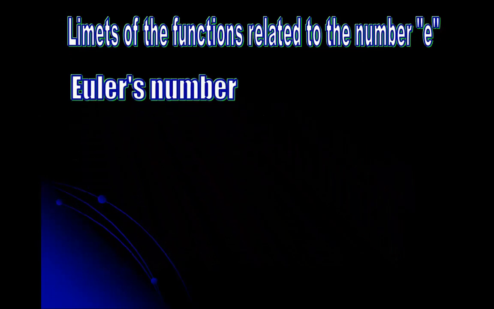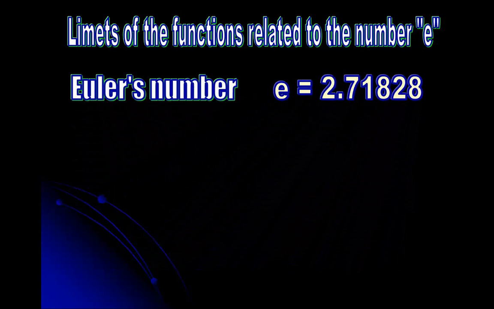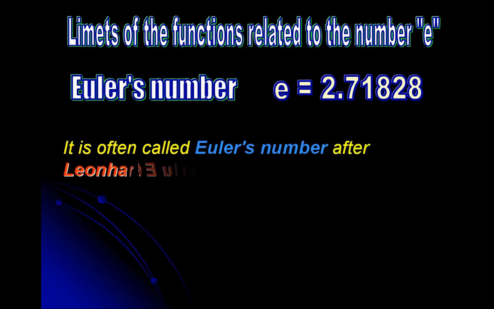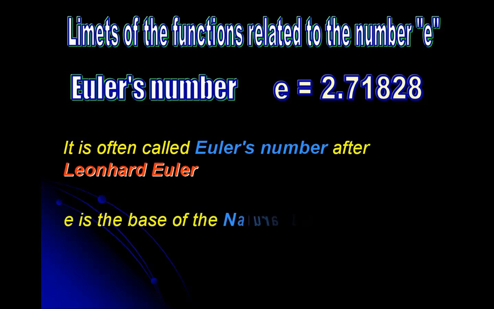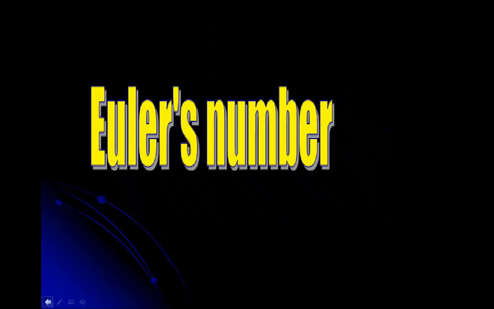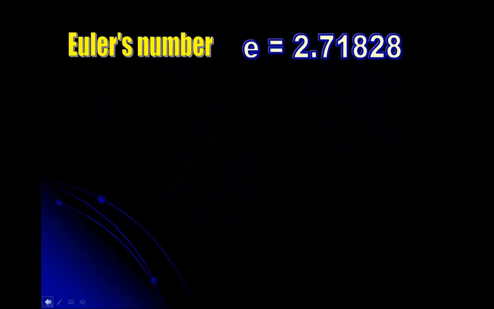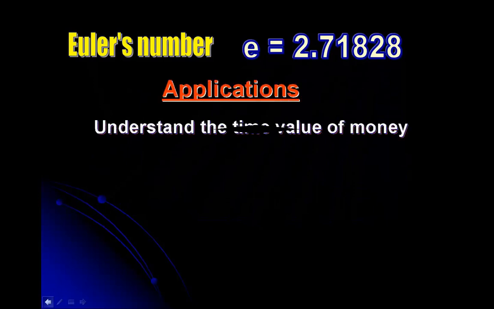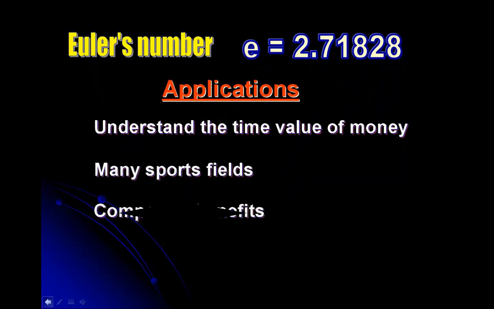Euler's number e equals approximately 2.71828. It's often called Euler's number after Leonhard Euler. e is the base of the natural logarithms. Applications: the time value of money, many sports fields, compound benefits, financing fields.